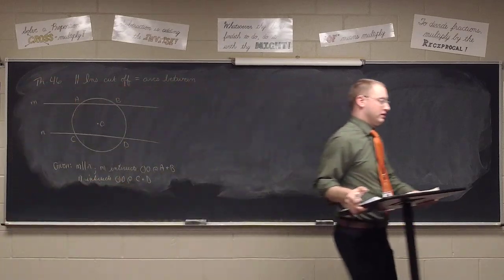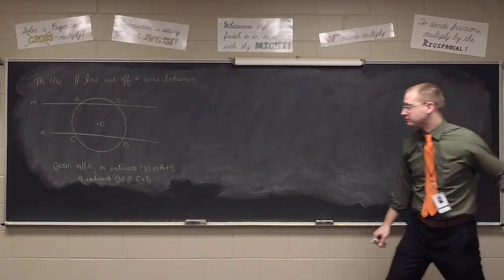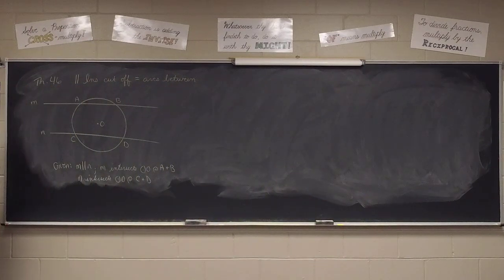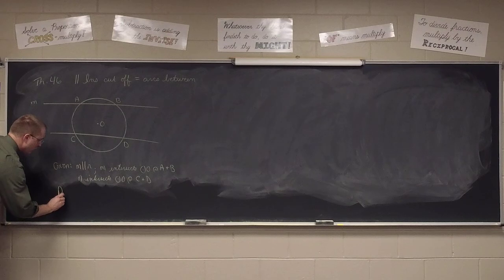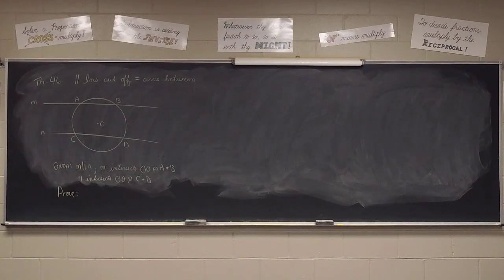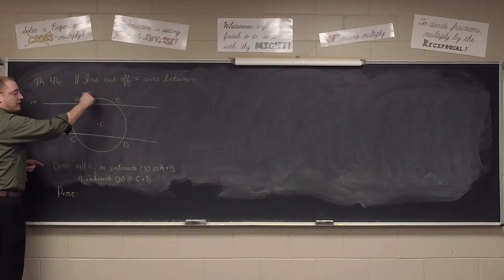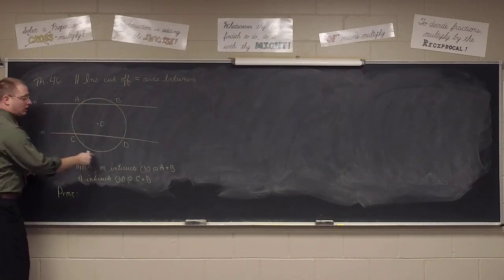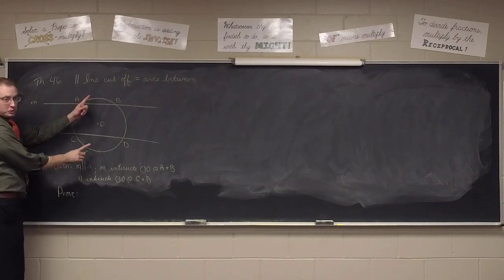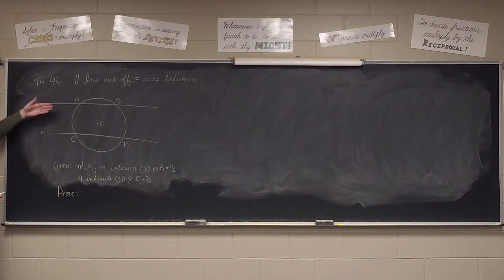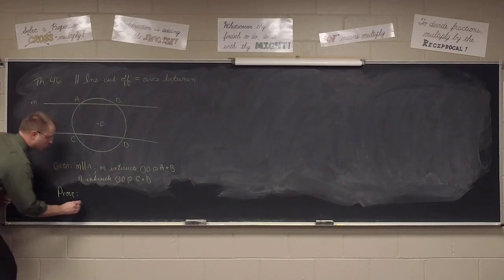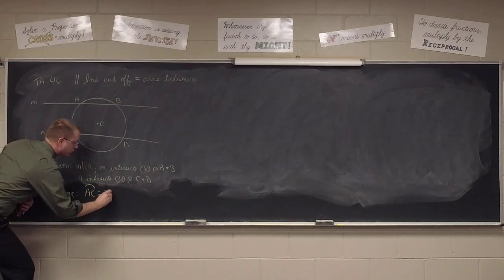Move this out of the way so everybody can see what we're doing here. M parallel to N, M intersects circle O at A and B, N intersects circle O at C and D. We're going to try to prove that the arcs intercepted between them. Now, for clarity, line M cuts off or intercepts arc AB. Line N intercepts arc CD. These arcs are not the arcs we're trying to prove are equal. We're trying to prove that the arcs intercepted between them are equal. So we're trying to prove that arc AC is equal to arc BD.